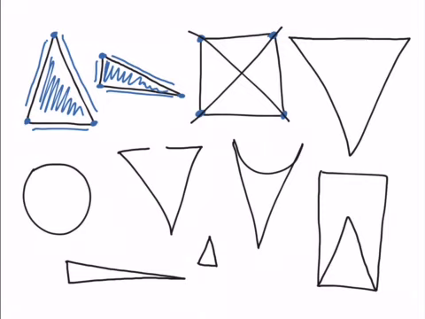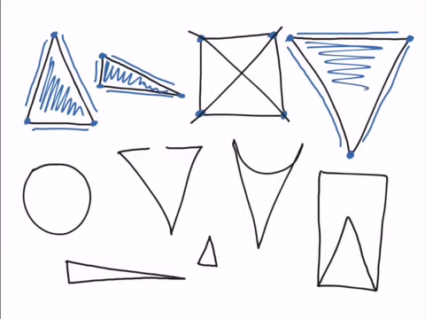Let's keep going. Let's count. 1, 2, 3. It has 3 corners. Let's count the sides. 1, 2, 3. Is it a triangle? You guessed it. It's a triangle. Let's shade it in. Let's go to the next shape.